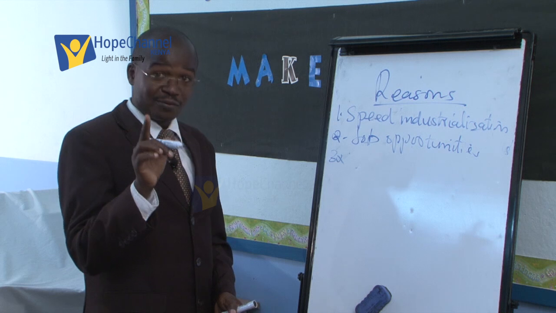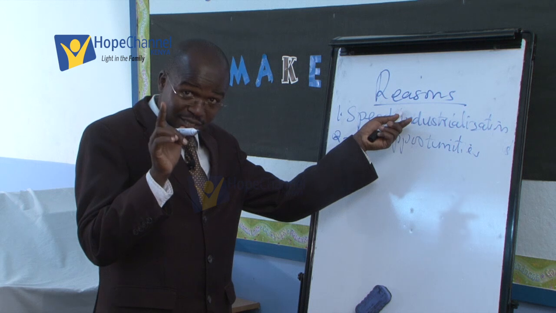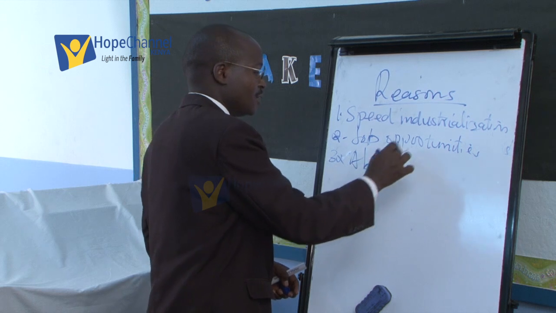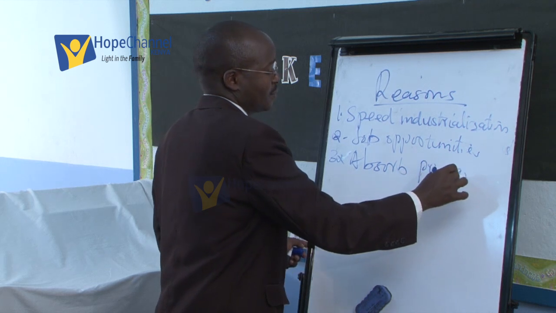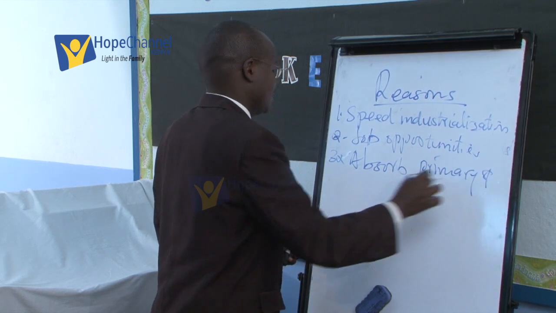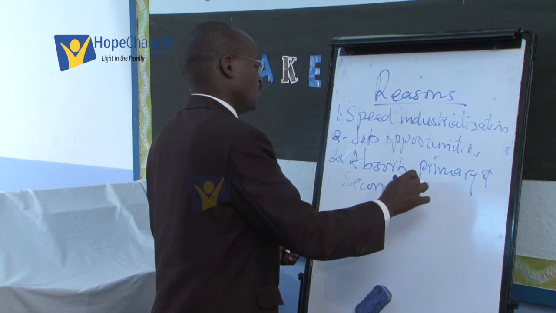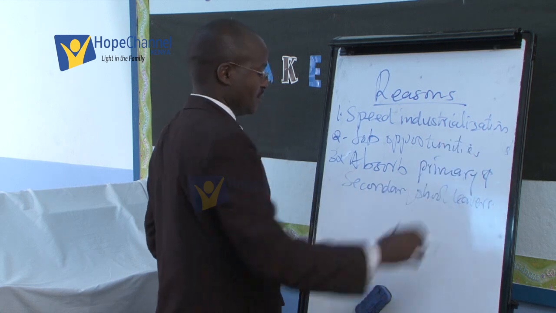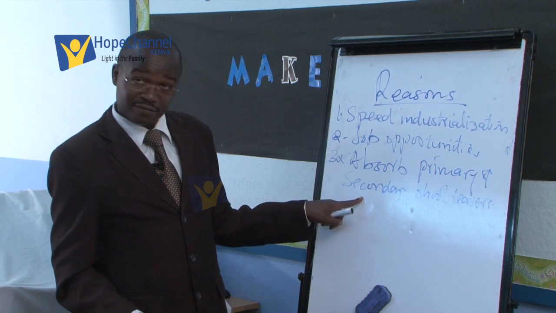And the other thing is to absorb primary and secondary school leavers. I am not saying that you drop from school so that you get absorbed in Jua Kali Industries. But in most cases, they were started to absorb primary and the secondary school leavers.